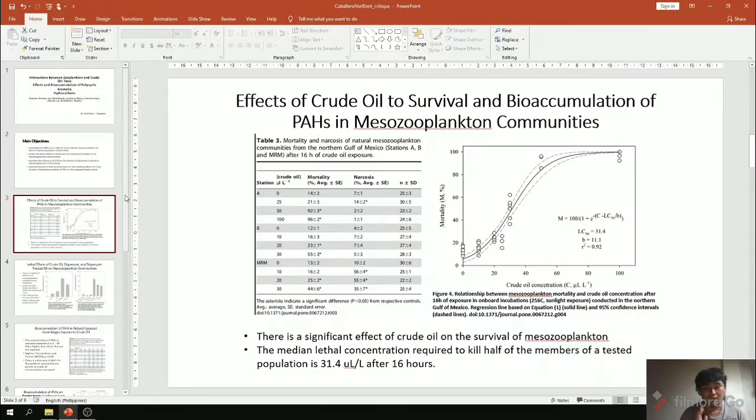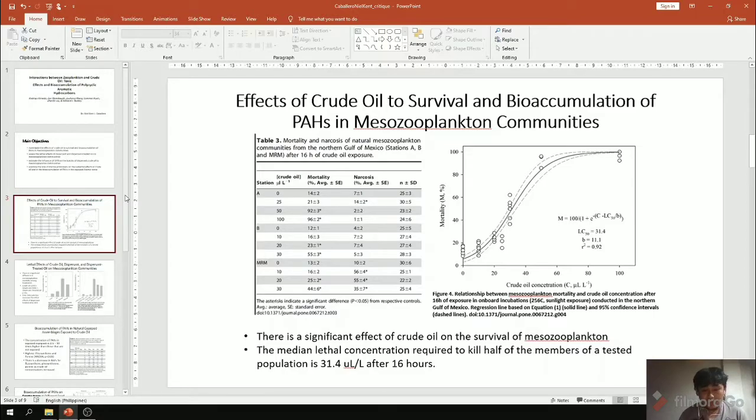So this is the result of the effects of crude oil on survival and bioaccumulation of PAHs in mesozooplankton communities. In the first table, table 3 from the article, which is the mortality and narcosis of natural mesozooplankton communities, this table tells us that when you increase the concentration of crude oil in the seawater, the mortality of the mesozooplankton communities also increases.